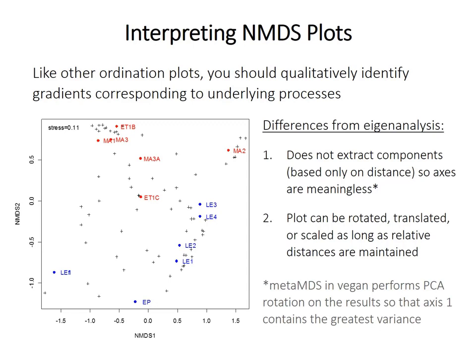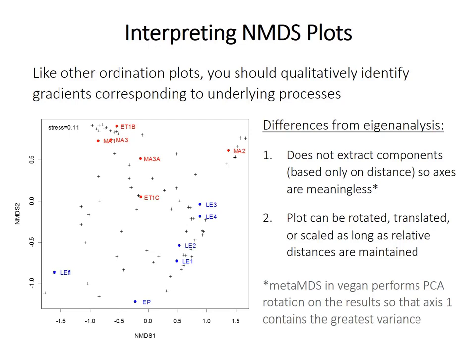Okay, so unlike in PCA, these points, remember, are arranged by this iterative process. So it turns out that the axes don't actually mean anything. Remember, in PCA, the axes correspond to these eigenvectors that explain a particular amount of the variance. So because here the axes really are not that meaningful, you can rotate the plot, you can translate it, so you can shift it from left to right or up and down, you can scale it, so you can enlarge it or you can shrink it, as long as you retain the relative distances.